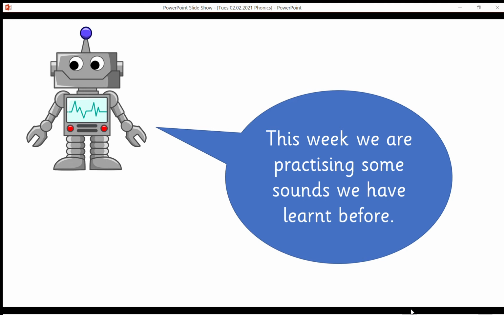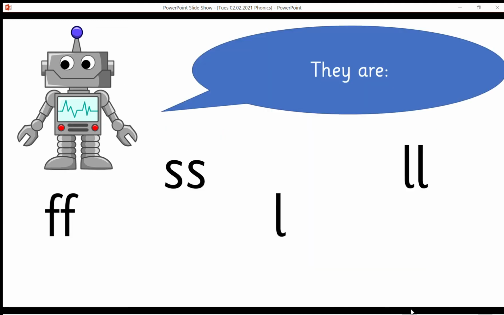We are practicing some sounds we have learnt before. We practice phase two and phase three sounds again in the spring term before we move on to phase four in the summer term. So today we are practicing digraph ss, digraph ll, and then l on its own.